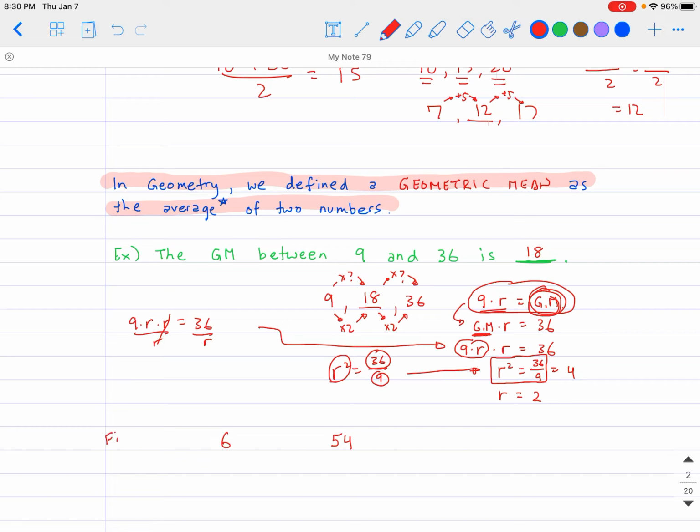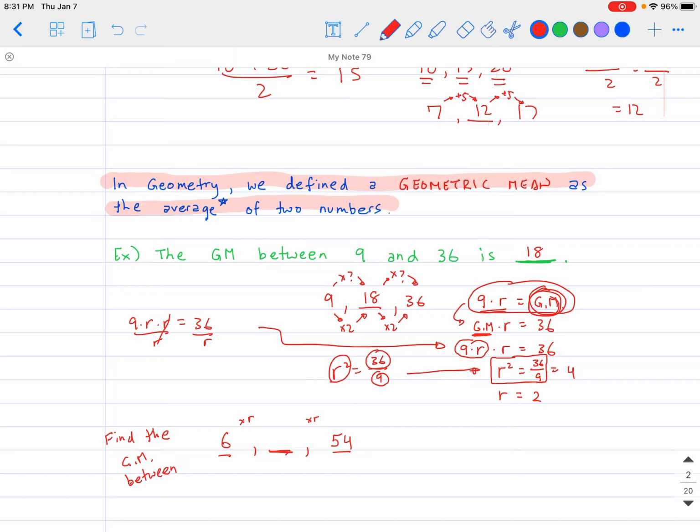Let's say I want to find the geometric mean between 6 and 54. So that means I need to find a number in between that is going to act as, quote unquote, my middle so I can multiply consistently. So first, r is the number that I'm going to multiply in order to get from 6 to the middle. And if I multiply r again from that middle number, that will get me to 54.